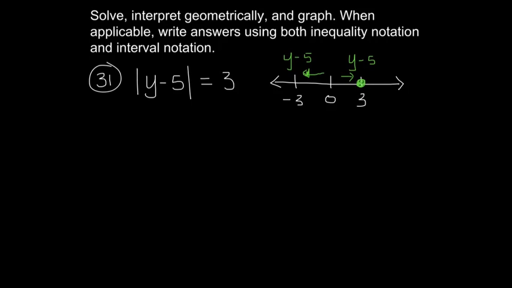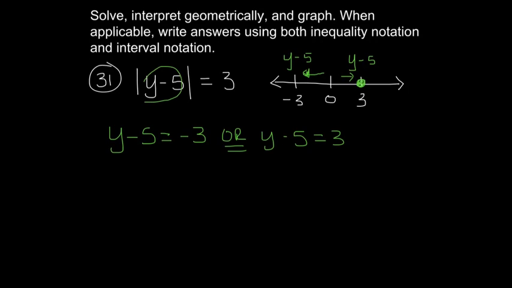So what we're really saying here is that there are two different possibilities for y minus 5. Y minus 5 could equal negative 3, or y minus 5 could equal positive 3. As soon as we set up equations that only refer to what is inside the absolute value, we no longer need these absolute value bars. We've already used them to tell us what the equations need to be.